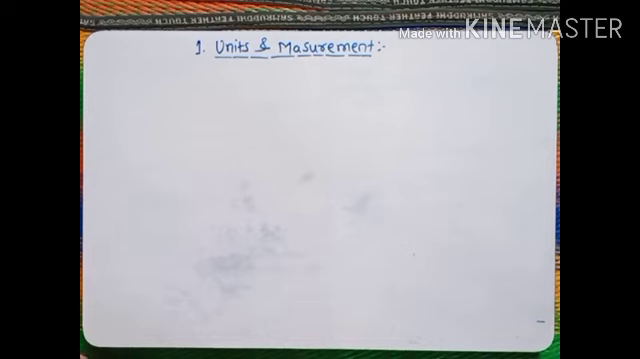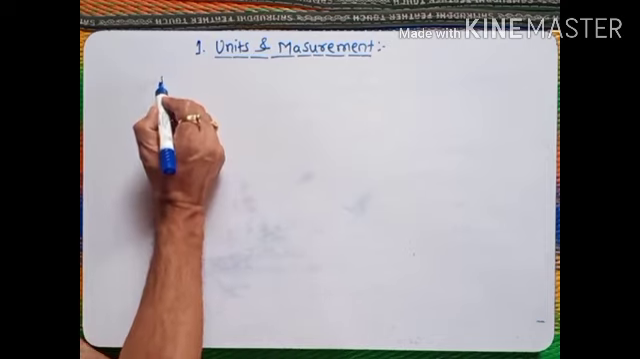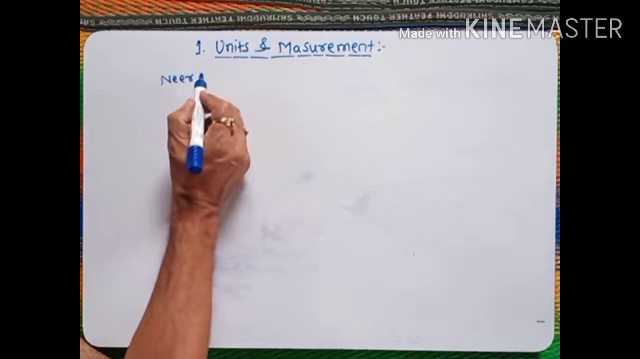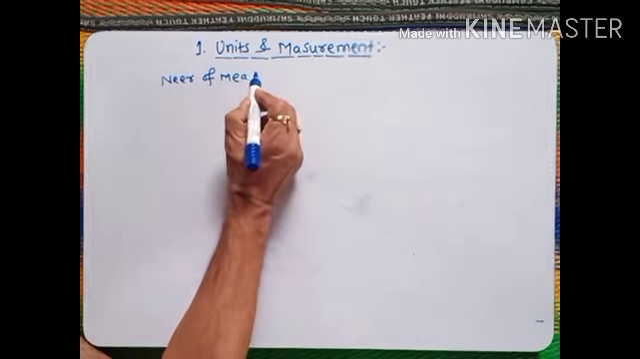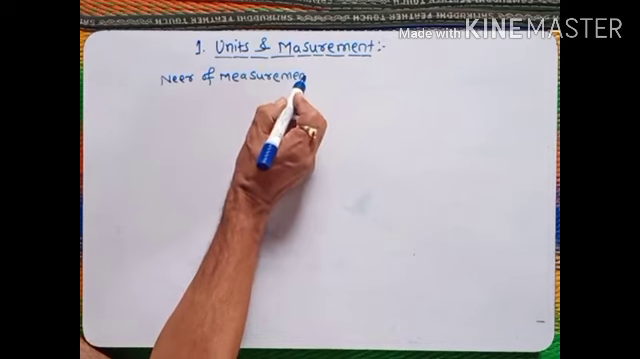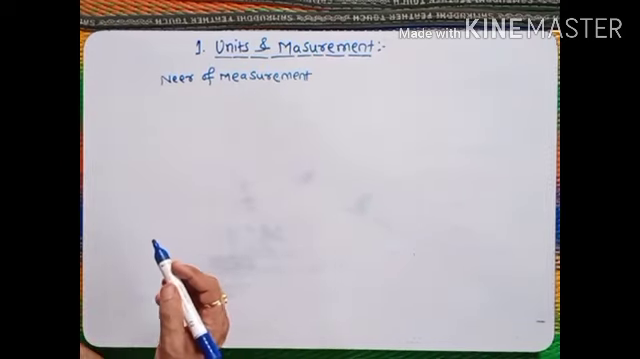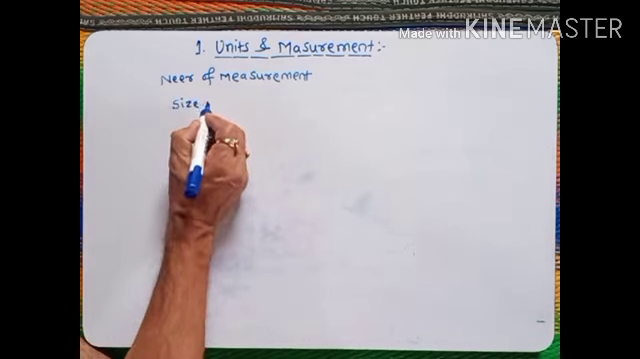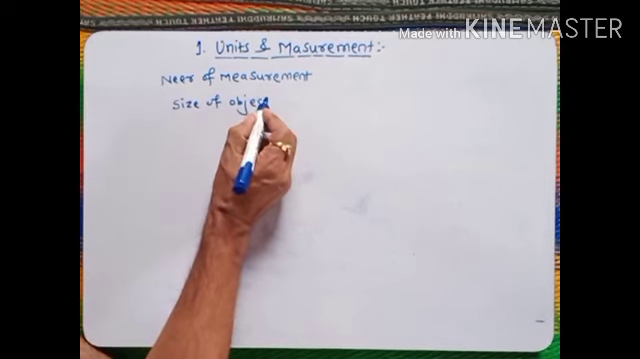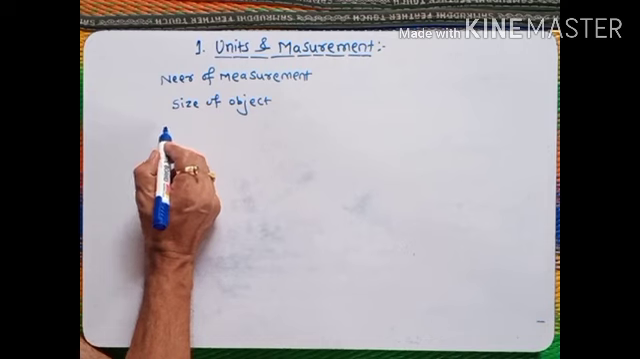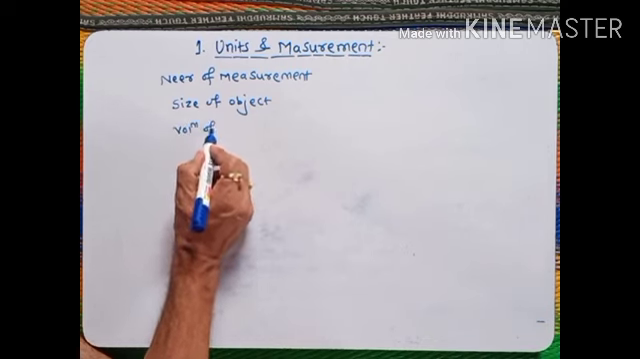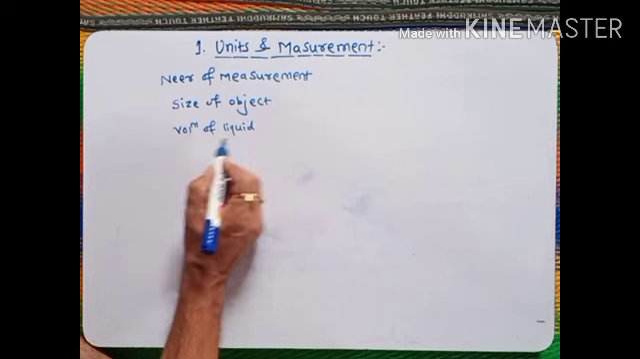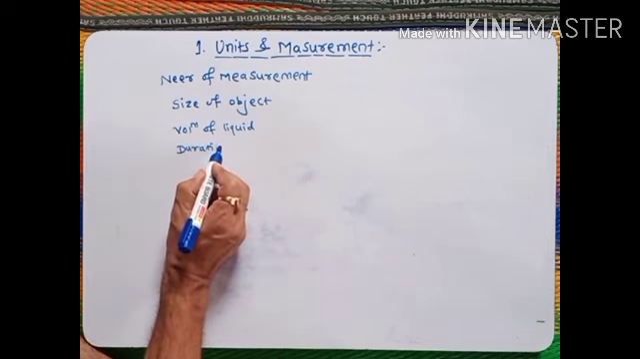In physics, chemistry, or in all sciences, there is need of measurement. In all science subjects, there is need of measurement. That means we have to measure different things in our day-to-day life. We have to measure the size of an object. We have to measure the volume of a liquid. We have to measure duration, that is time.